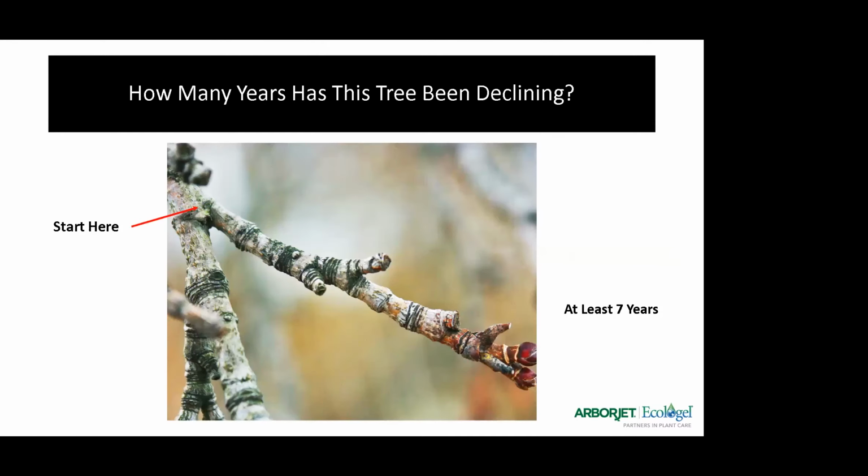Here's another example of that. If we look at how long this tree's been declining and you count the bud scars, you can see we've got about 7 years worth of growth on that branch in about a 6-inch period. And it's getting worse and worse. This tells us that this tree has been declining for quite some time. Something serious is going on. What is it? What could it possibly be? We need to figure that out. But this helps us to know how long it's been taking place.